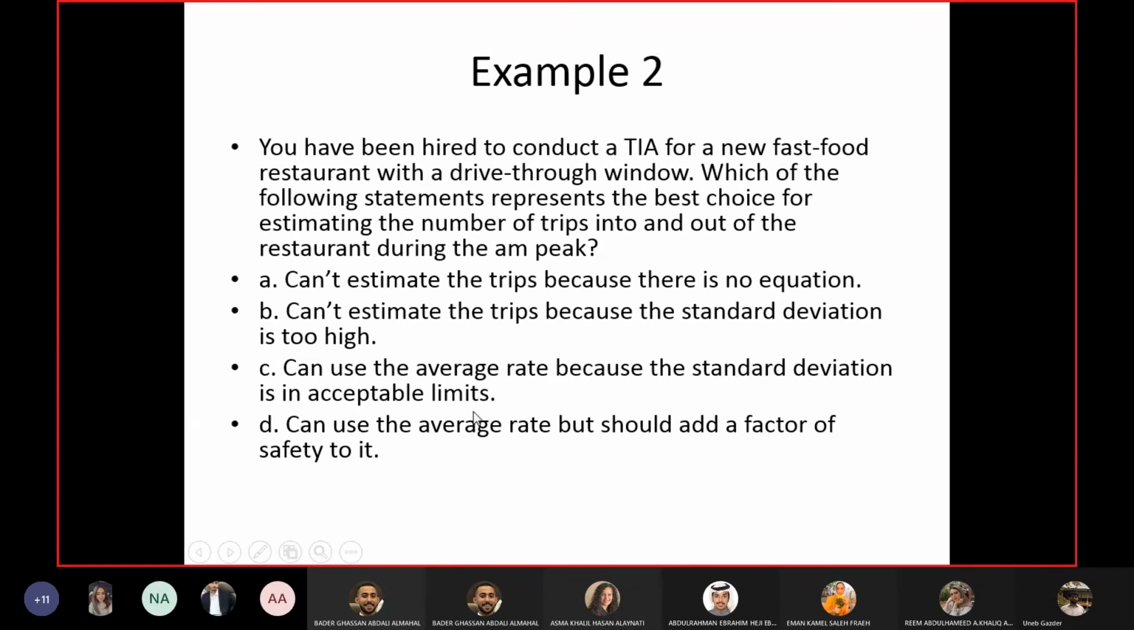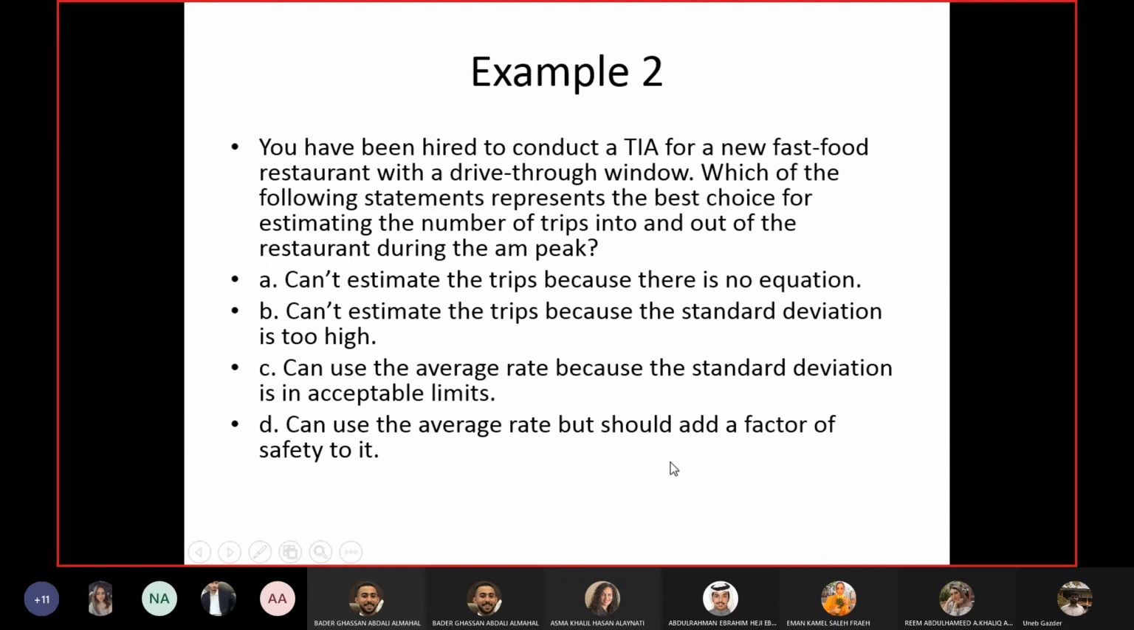If you want to estimate the number of trips for this restaurant using the ITE manual, which of these statements is true? You will apply all the checks which I have just shown you, but you have to select one of the statements here. The first statement is we cannot estimate the number of trips because there is no equation. The second is we cannot estimate the number of trips because the standard deviation is too high. Okay, so these are the two checks, one for average trip rate, one for the equation. The third is we can use the average trip rate because the standard deviation is within acceptable limits, 1.1 times the average value. And the fourth is we can use the average trip rate but add a factor of safety to it.